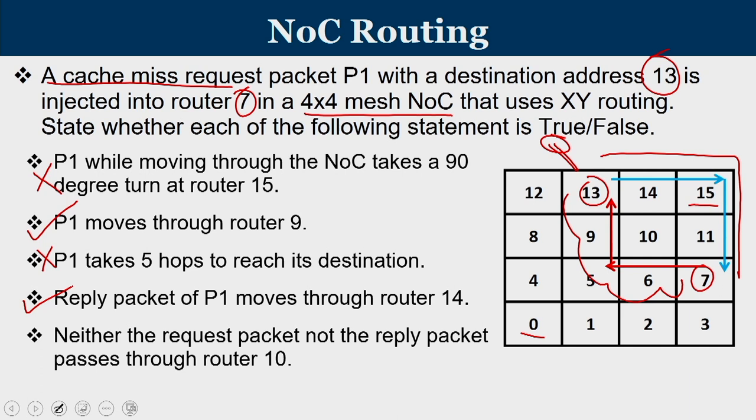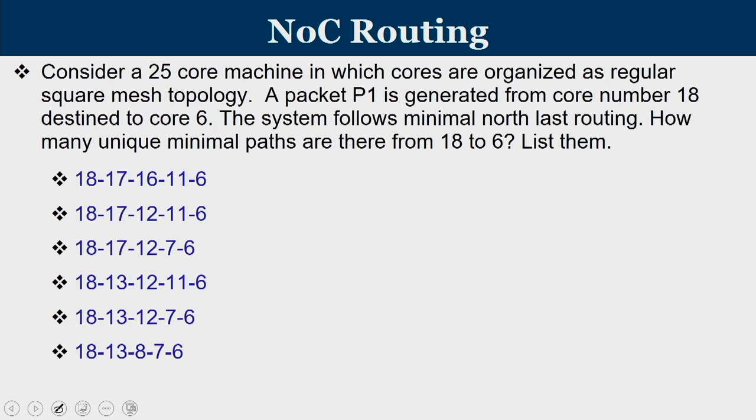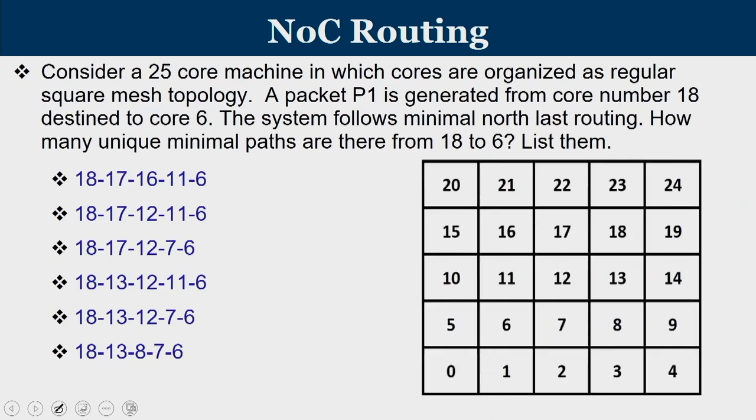We can see that the request is passing through 7, 6, 5, 9, 13. And the reply is coming from 13, 14, 15, 11, 7. So, none of them are touching 10. So, neither the request packet nor the reply packet passes through router 10. That is actually true. So, we have first sentence false, second one true, third false, fourth true and fifth true. We now move on to the next question.